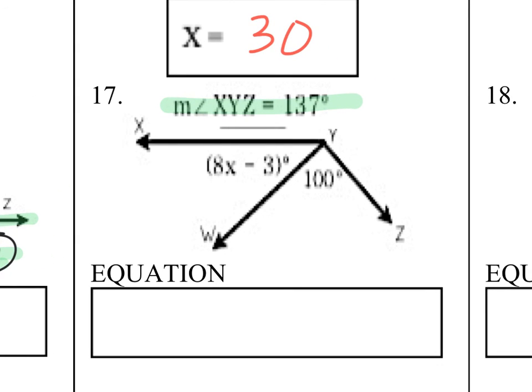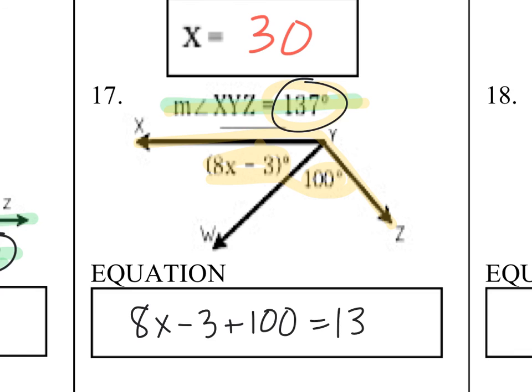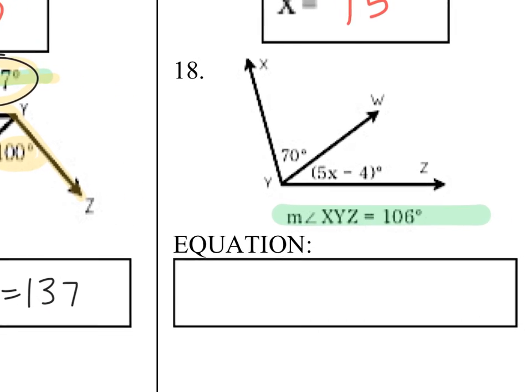This one again tells us the measure of XYZ is going to equal 137. So this angle plus this angle plus this angle is going to equal 137. So 8x minus 3 plus 100 is going to equal 137. It's really that simple.